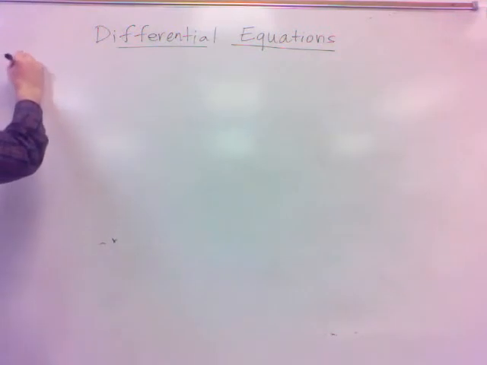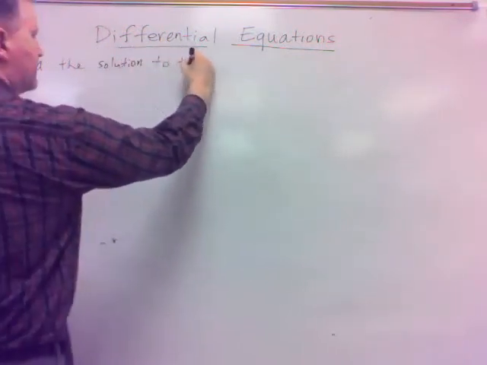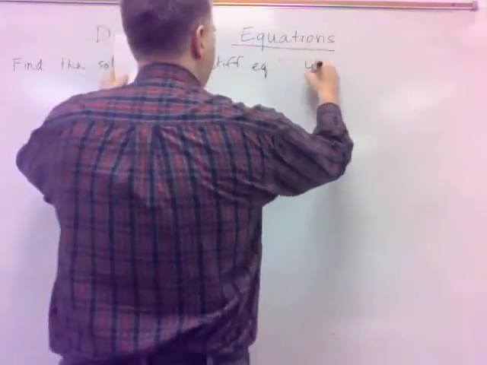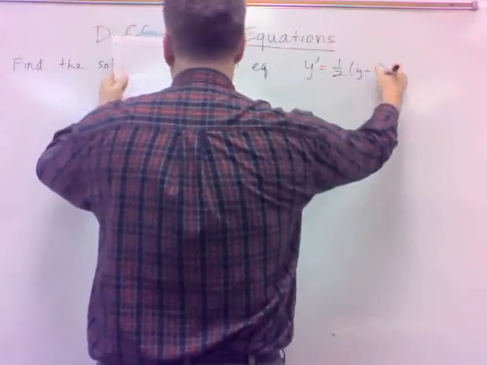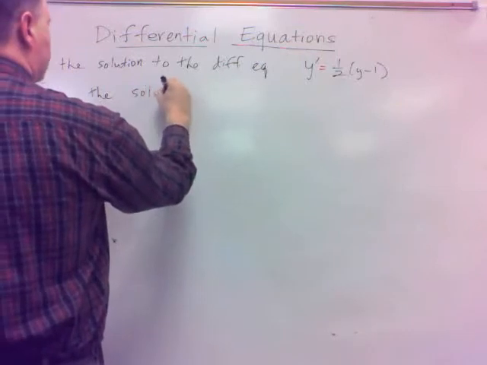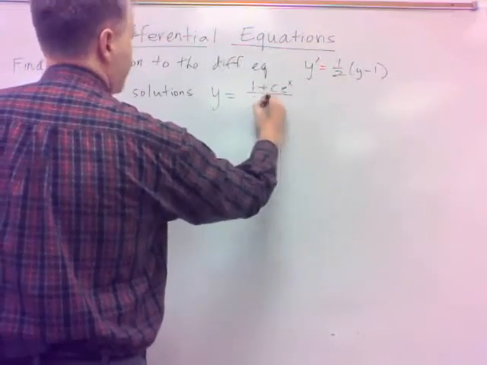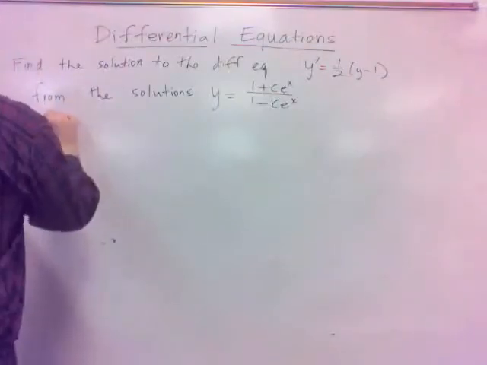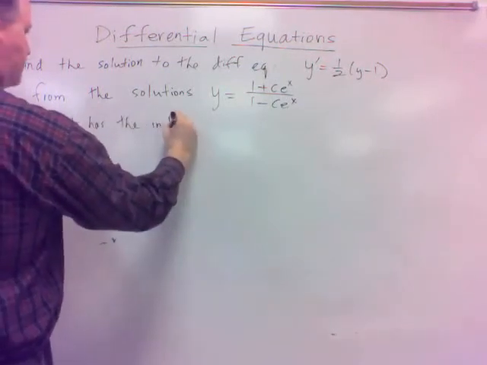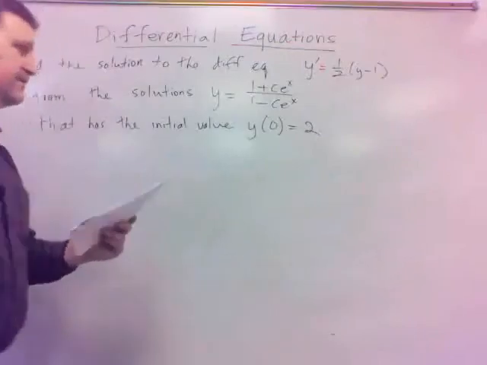Okay, here's the statement. Find the solution to the differential equation, same one we just had, y prime equals 1/2 y minus 1, from our family y equals 1 plus c e to the x over 1 minus c e to the x, that has the initial condition, initial value, y of 0 equals 2.